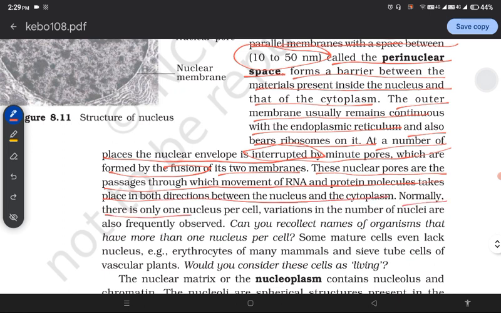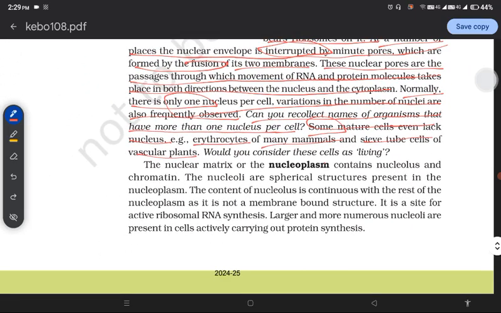Normally, there is only one nucleus per cell. Variation in the number of nuclei is frequently observed. Can you recollect names of organisms that have more than one nucleus per cell? Some mature cells even lack a nucleus, such as erythrocytes of human and sieve tubes of vascular plants. Would you consider them living?